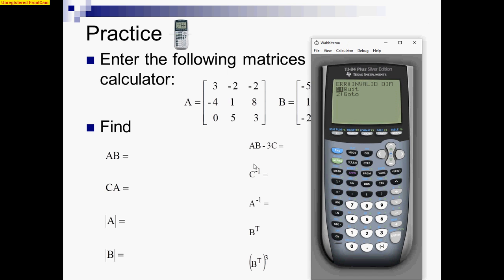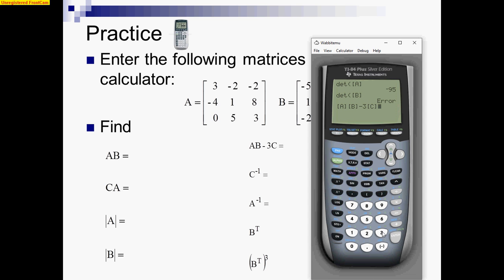So now what about over here? A times B minus 3 times C. I can just type this right on my home screen. Matrix A times matrix B minus 3 times matrix C.